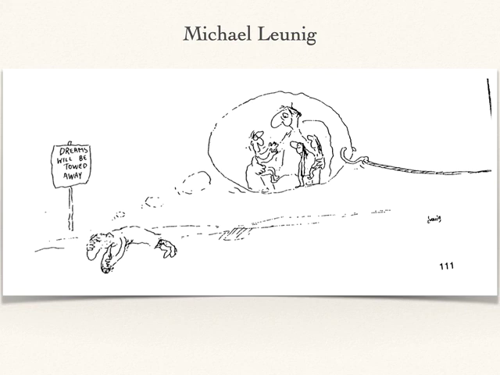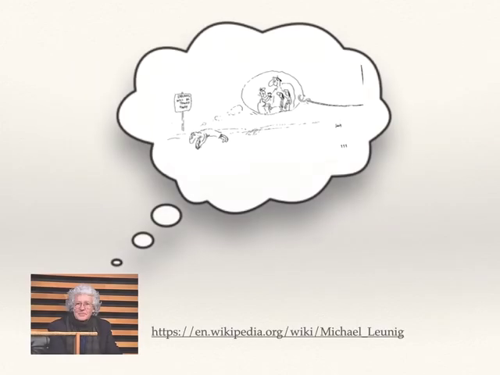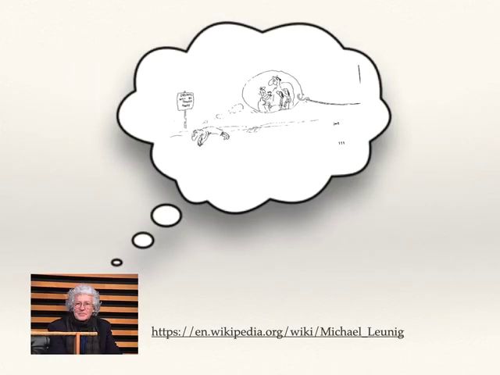These meanings were created by Michael Leunig. If you're interested in the celebrated Australian artist and cartoonist, you can Google him. You can read about him in Wikipedia. He's now in his mid-70s.